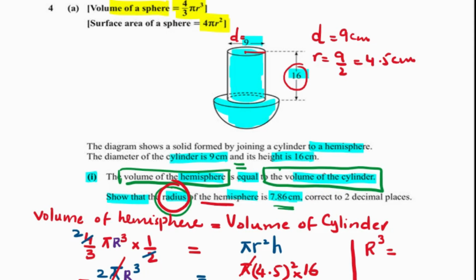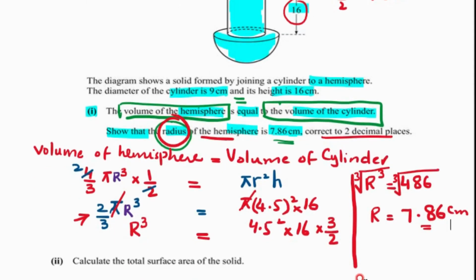The value is 486. As you know, we need only R here, so we have to take a cube root on both sides. So the cube root says 7.86. As in the question statement, it's mentioned to correct to 2 decimal places, so I just leave the answer here. So it means the radius is 7.86. Clear? All right.